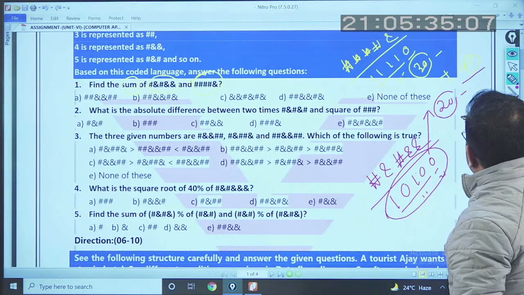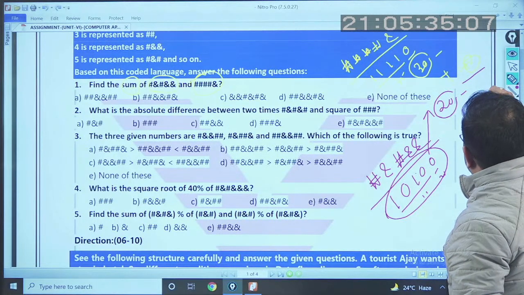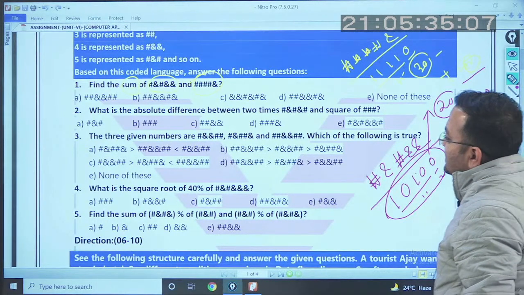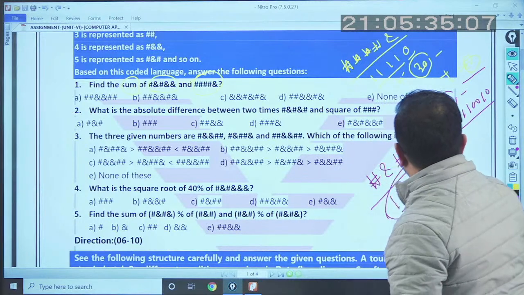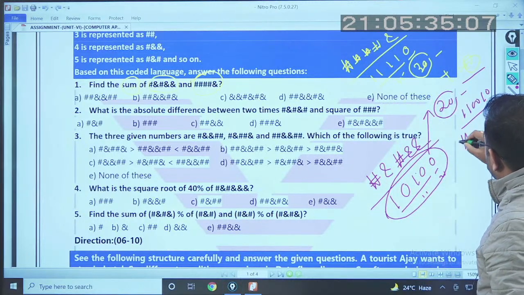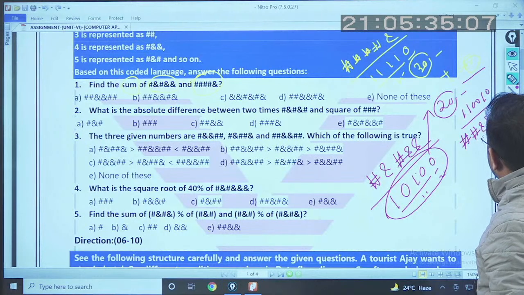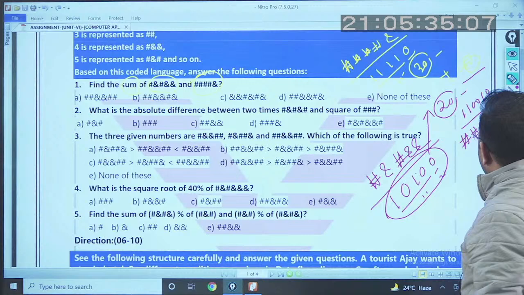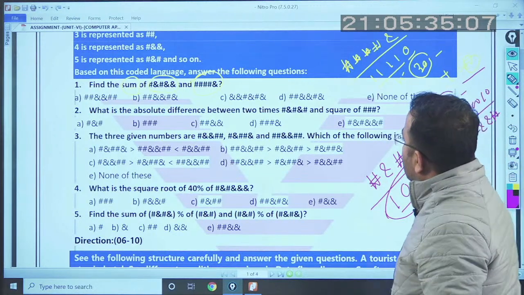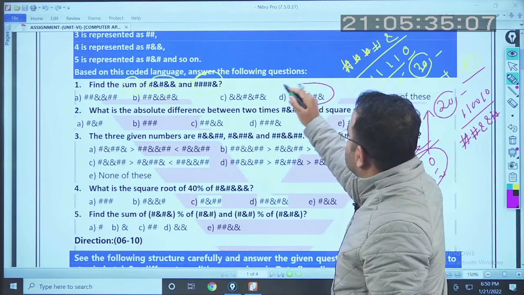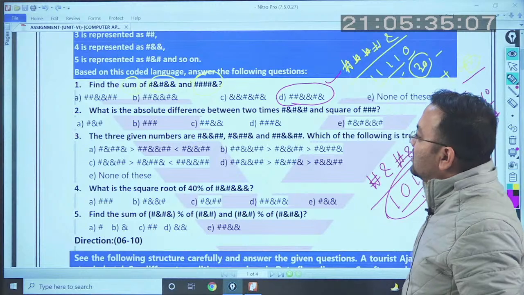So, 50 binary value is 110010. As it has been given in the form of symbols, we should decode that. One is hash, then another is hash, then another is and, hash and. So, let us see what the answer will be. Hash and hash and. Hash and hash. So, answer is D. This is the correct answer.